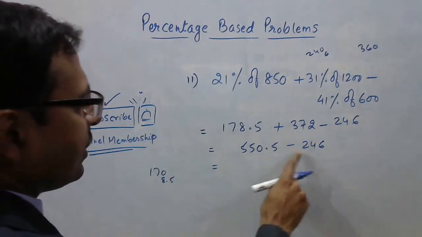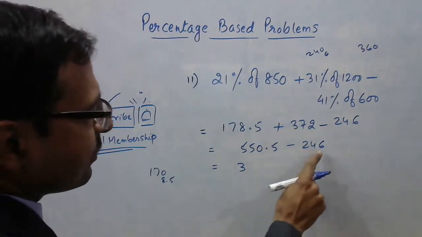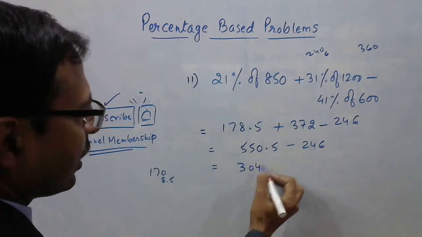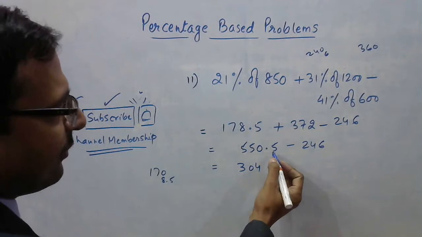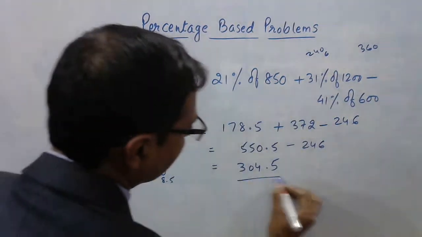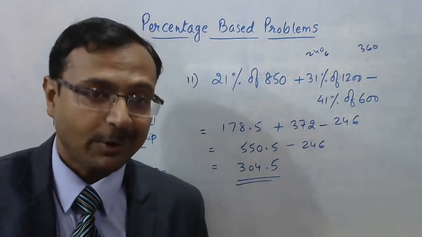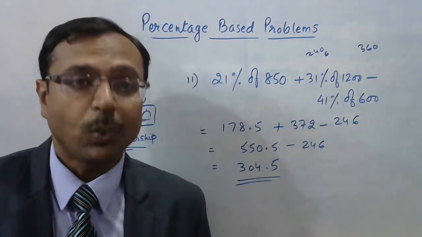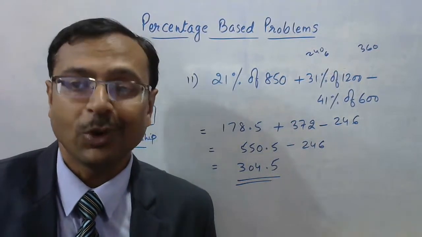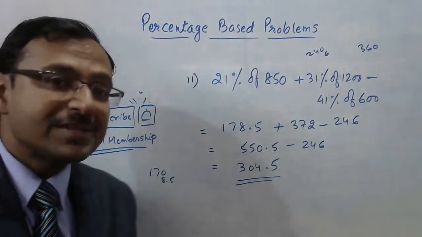550 minus, okay, 500 minus 200 is 300, and 50 minus 46 is 4. So 304. And you have a 0.5 here, so 0.5 will be retained as it is because it is in the first number. So 304.5 is the answer which I was expecting from this question, and a lot of you got that correct, right? But why so many of you got it wrong?